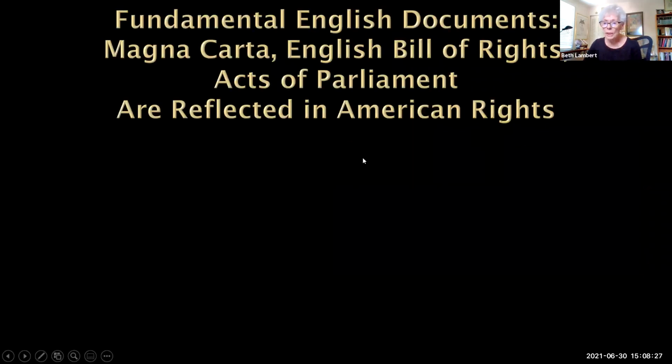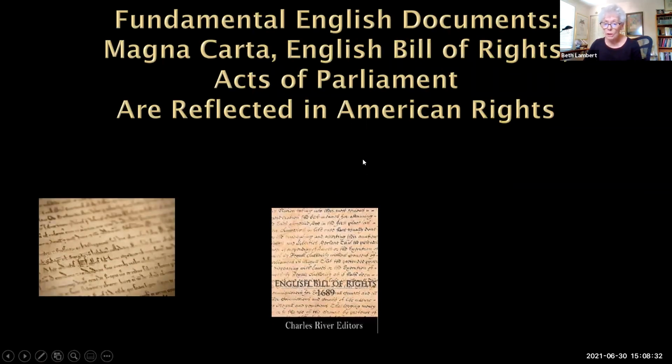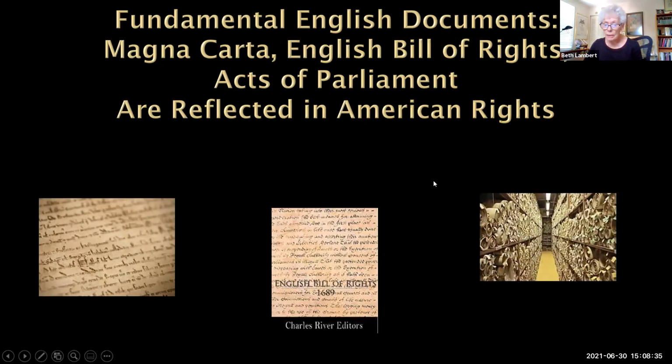The fundamental English documents that Burke was referring to were the Magna Carta, the English Bill of Rights, and Acts of Parliament. If you look at this, these are Acts of Parliament that go all the way back to medieval times. And I don't want to get too much into the side of this, but all over England, there are record offices that have these manuscripts that go way back to the Middle Ages and so on. And when you handle them, you find out that there's a lot of dirt and they seem to fall apart.